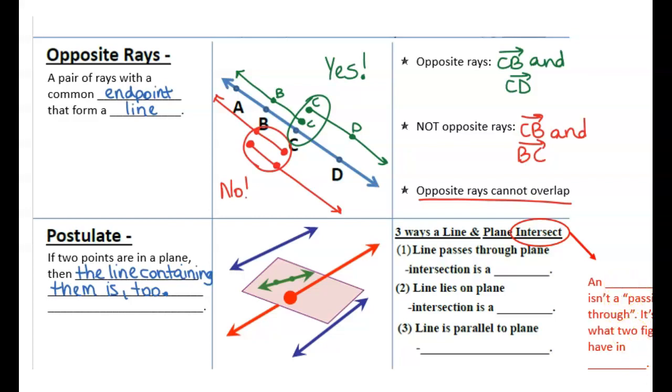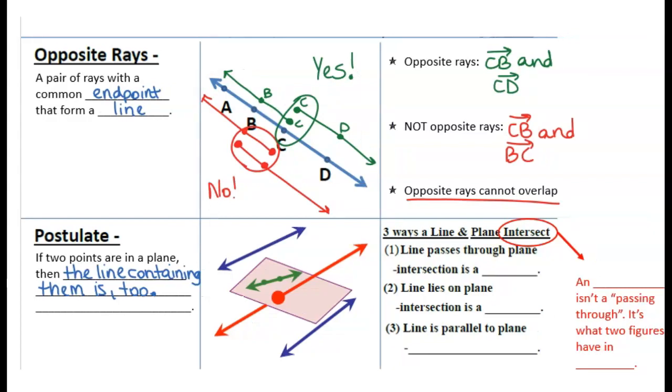An intersection isn't a passing through. It's what 2 figures have in common. It's what they share, what they have in common. So we're going to talk about the 3 ways that a line and a plane can intersect, meaning the 3 situations where they might have something in common.